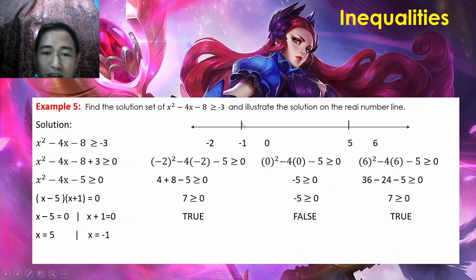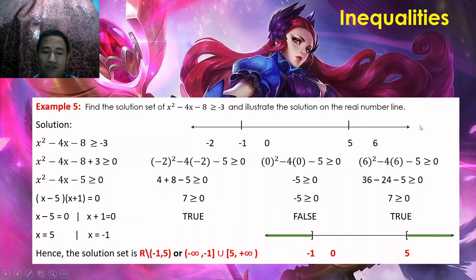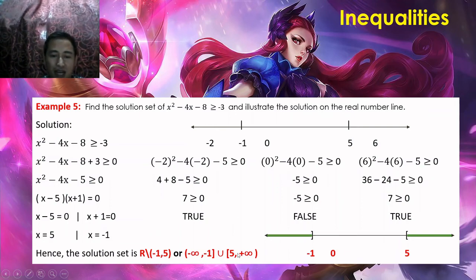So include negative 1 going to negative infinity, and then include 5 going to positive infinity. So the solution set is the set of real numbers minus the open interval negative 1, 5.